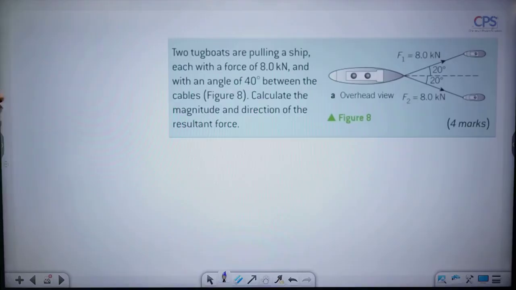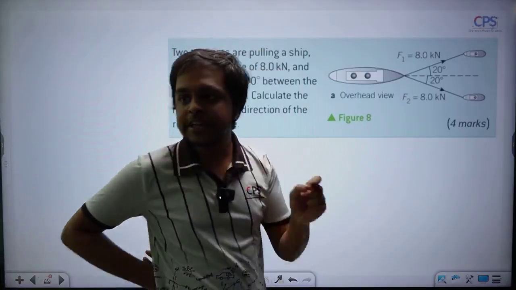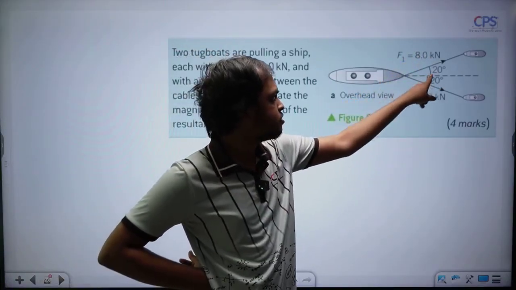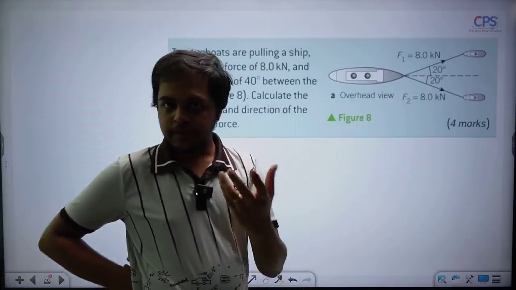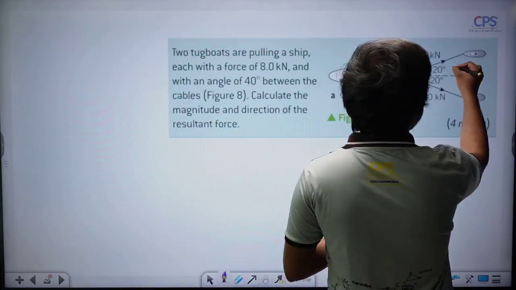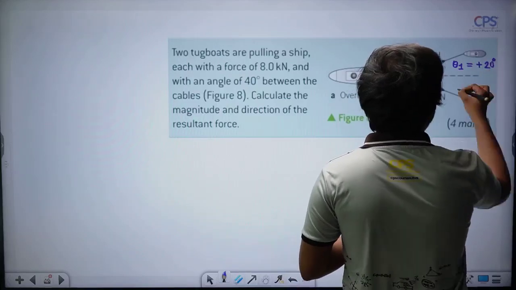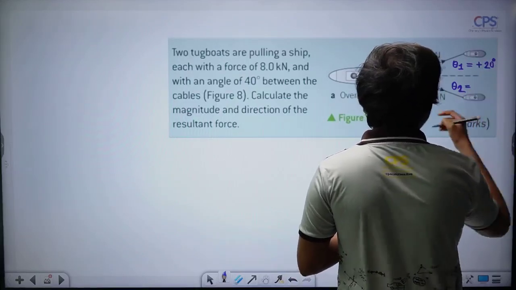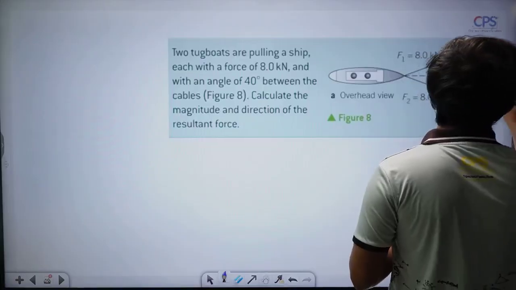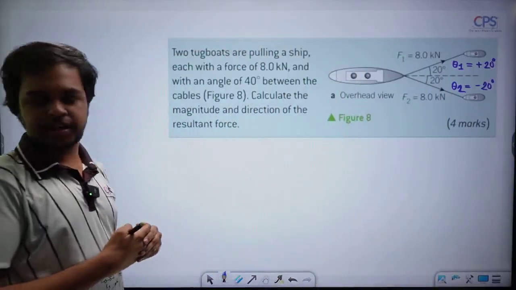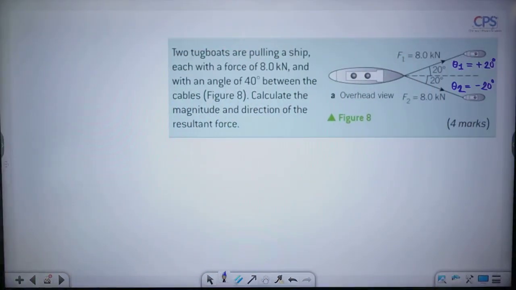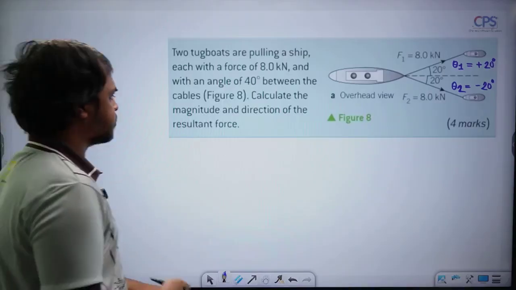See, we'll get another here. 2 tugboats are pulling a ship, each with a force of 8 kilonewton and the angle of 40 degree between the cables. So the angle of 40 degrees between this cable and this cable. So this one is 20, this one is 20. From the previous one, let's say this is theta 1, this is plus 20, but for theta 2, this is minus 20, right? From the previous lecture or previous question, we can learn that. Calculate the magnitude and the direction of the resultant force.